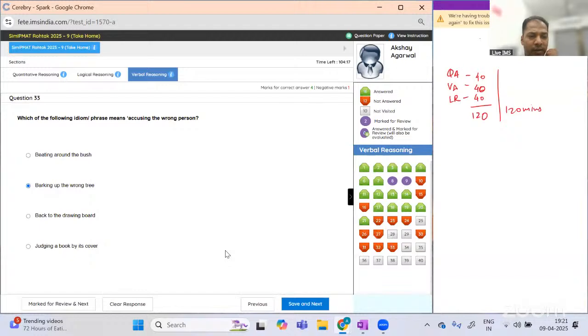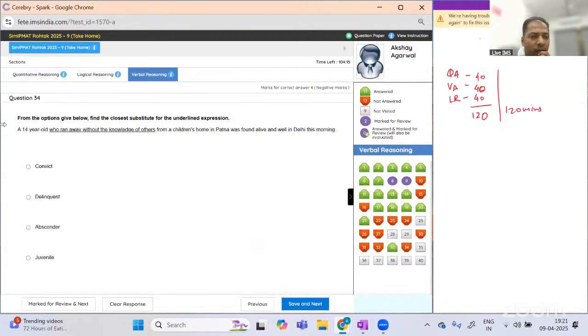Barking up the wrong tree. Yeah. All right. A 14-year-old who ran away without the knowledge of others from a children's home in Patna was found alive and well in Delhi this morning. Find the closest substitute for the underlined phrase. Absconder.